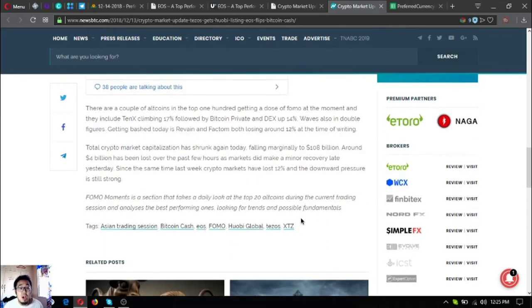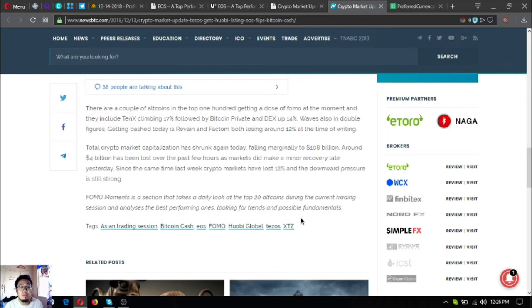Alright, so there are a couple of altcoins in the top 100 getting a dose of FOMO at the moment, and they include 10x climbing 17%, followed by Bitcoin Private and DEX up 40%. Waves is also in double figures. Getting bashed today are Raven and Factum, both losing around 12% at the time of writing.